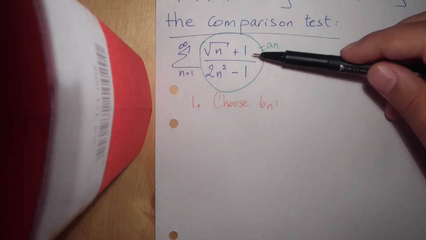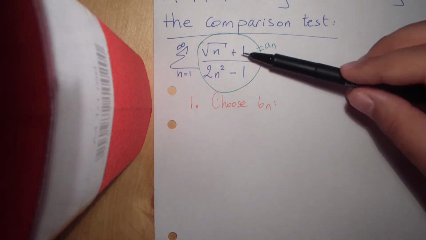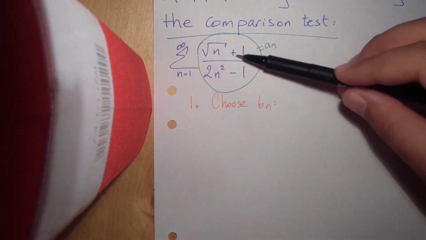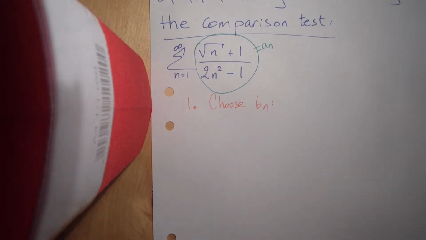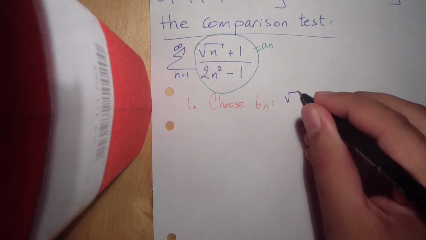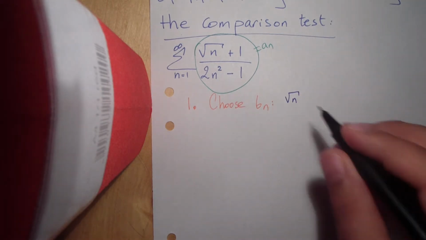If it's a really large number, well, then we look at the numerator. This plus 1 is not really going to matter that much, because if you have trillions and then you square root it, it's still going to be a huge number. Adding 1 to it is not really going to make any kind of significant difference. So we can just take this square root of n as the term that we're going to take from the numerator.